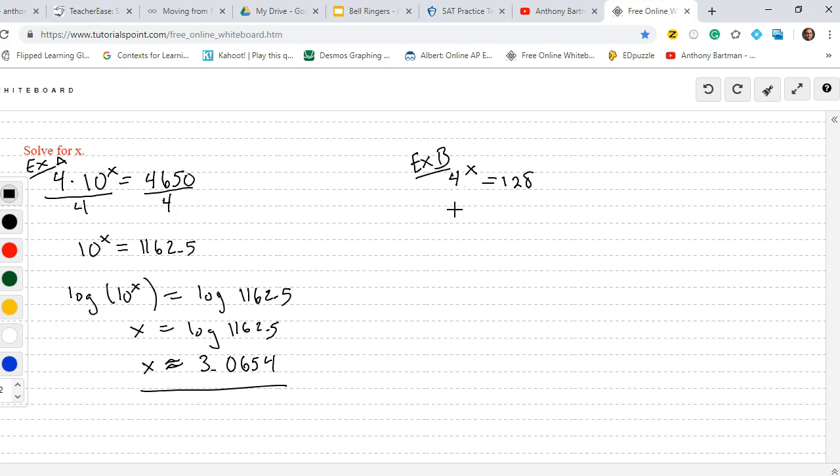Okay, so now let's look at this one and say, how is example B a little bit different than example A? Well, now my base is a little bit different. Now it's 4 to the x equals 128, so the base is 4. So we've got a little bit of a problem. So what we're going to do is let's take the log of both sides. This is what it should look like. So we can say this is 10 to the log 4, and then times x equals 10 to the log 128.